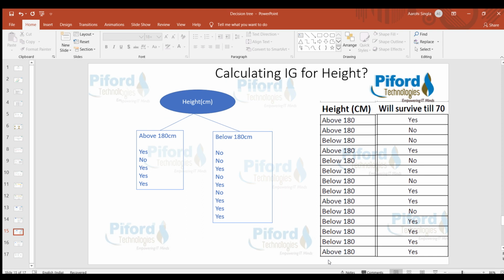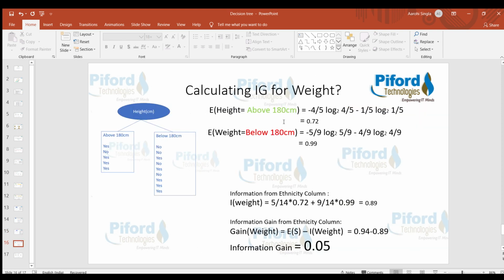In the same way, we'll calculate the information gain for height. We have above 180 and below 180, and these are the records that belong to them. How many records were there? 5 and 9. Let's see. Calculating entropy for these two separately. Above 180, how many yeses were there? 4 yeses. And how many records were there? 5. 4 by 5 log 2, 4 by 5. And how many no's? 1. 1 by 5 log 2, 1 by 5. And this gave us this value.